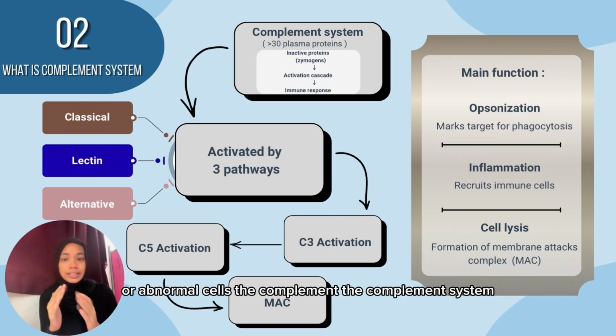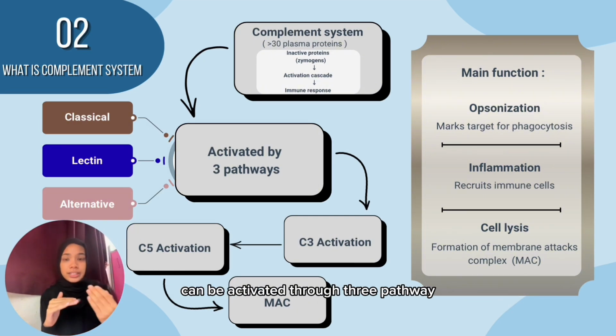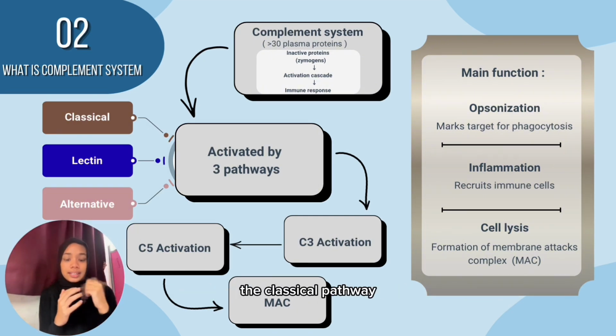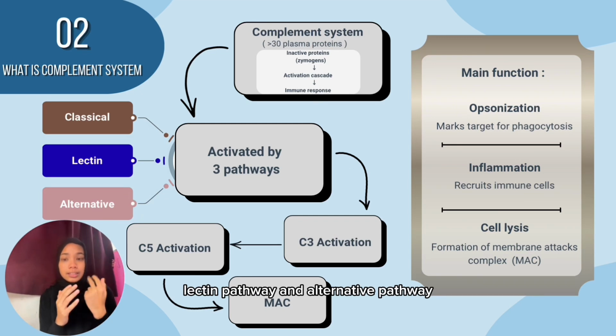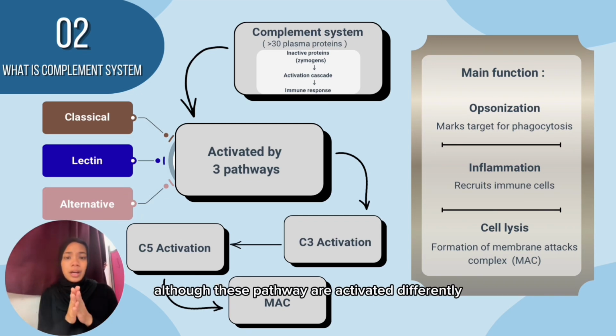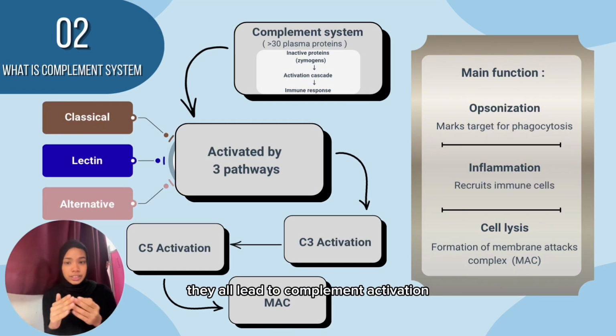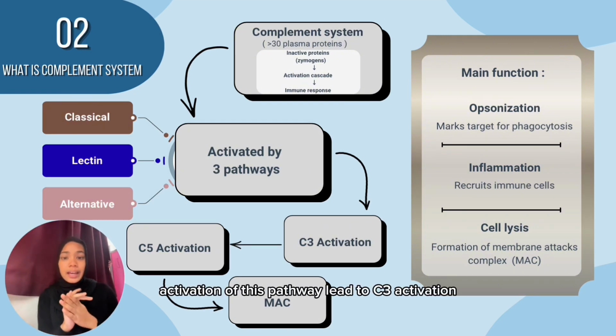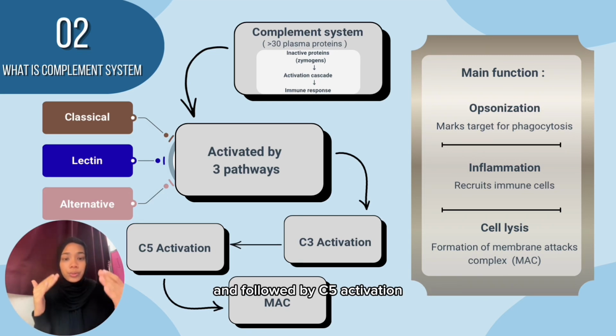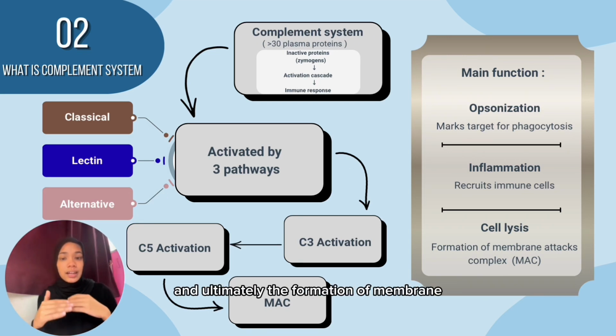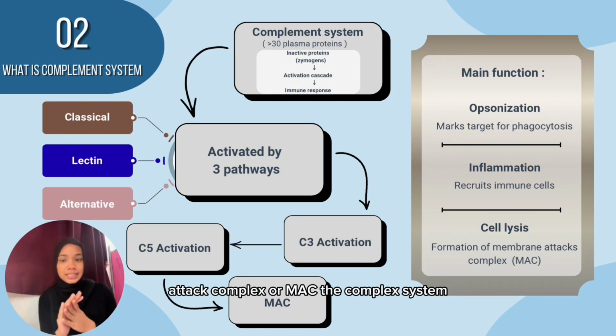The complement system can be activated through three pathways: the classical pathway, the lectin pathway, and the alternative pathway. Although these pathways are activated differently, they all lead to complement activation. As shown in the diagram, activation of these pathways leads to C3 activation, followed by C5 activation, and ultimately the formation of the membrane attack complex, or MAC.